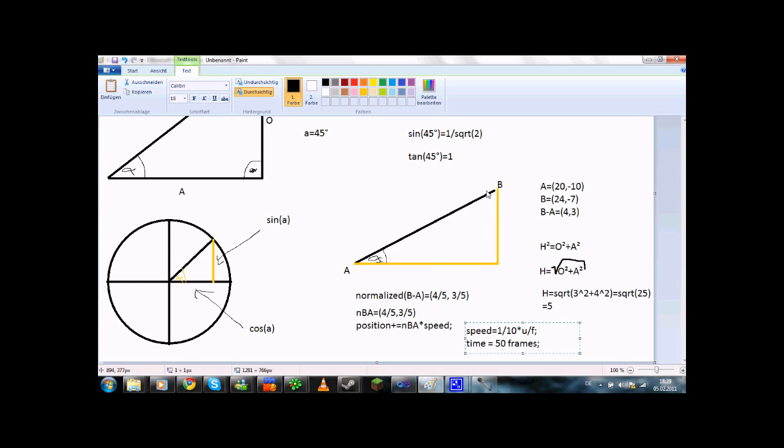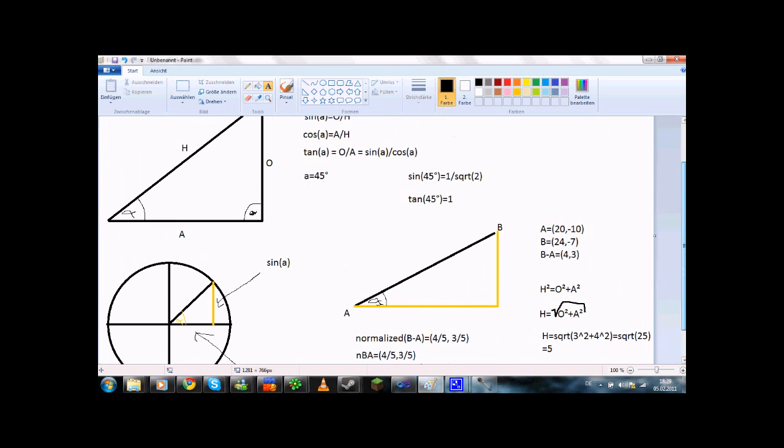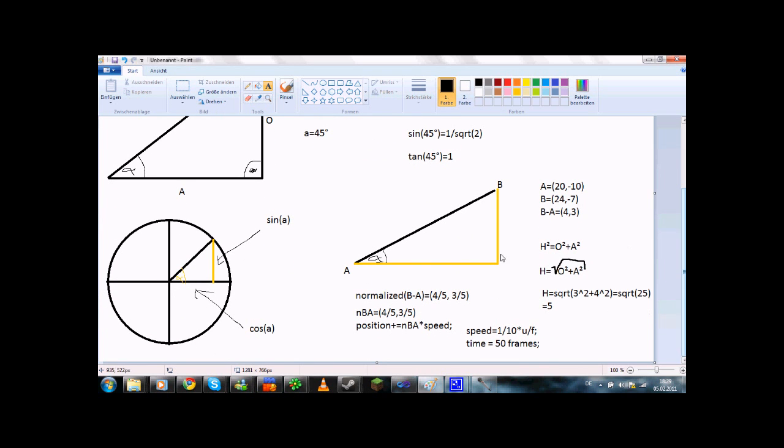I've seen so much messed up code for moving from A to B in so many programs. Please just figure out the way from A to B, normalize it by dividing through the length, and then multiply it by your speed and add that to your position. That way, you can always move at the same speed in the right direction. Yeah, that's it.